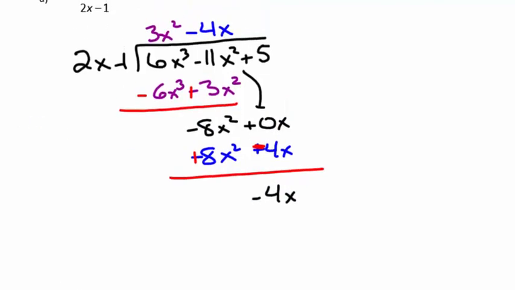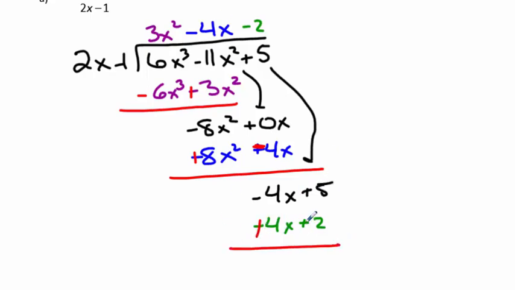All right. What do you need to multiply 2x by to get negative 4x? Well, that would be negative 2. Negative 2 times 2x is negative 4x, and negative 2 times negative 1 is plus 2. Let's bring down our 5 and subtract.